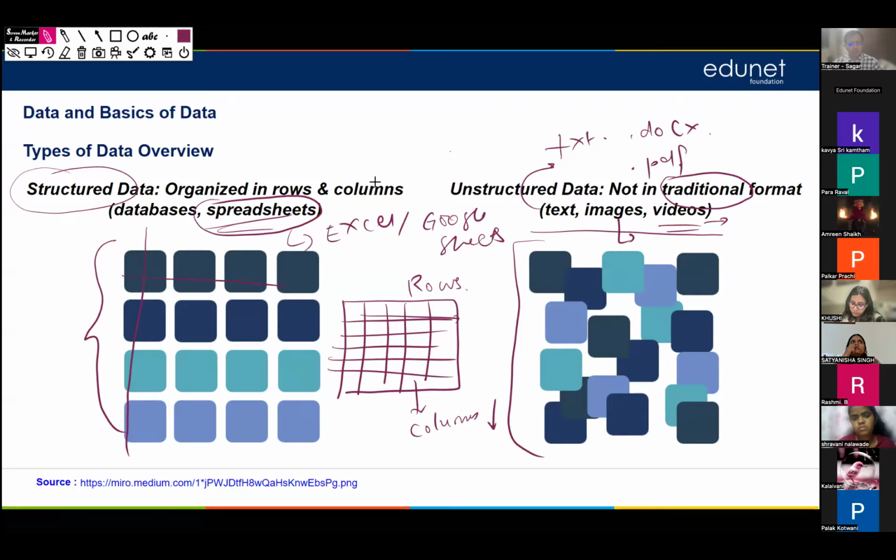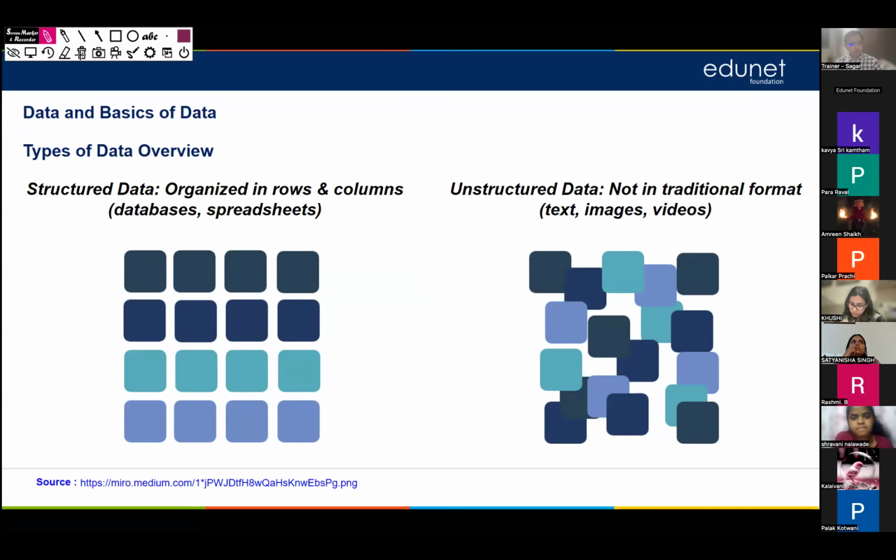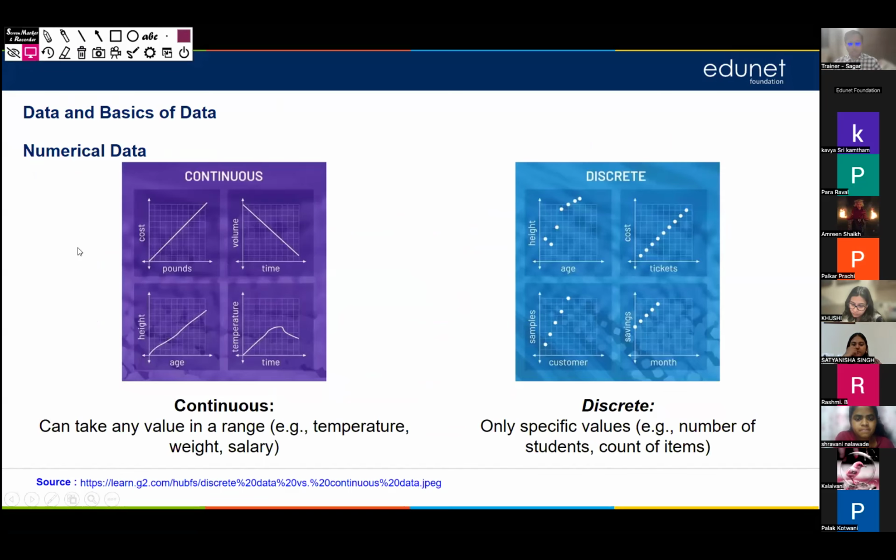Now, within this also, this is how the data is structured or categorized. But there are multiple types of data. Some of these you may have heard, some you may not have heard, right? But we'll go through most of them. Numerical data is the first type of data, right?